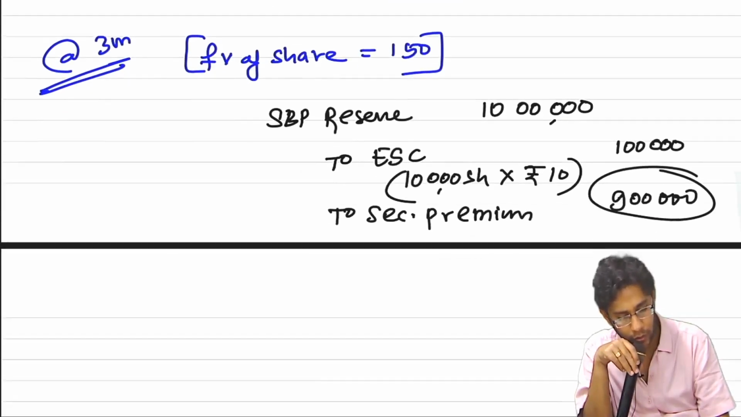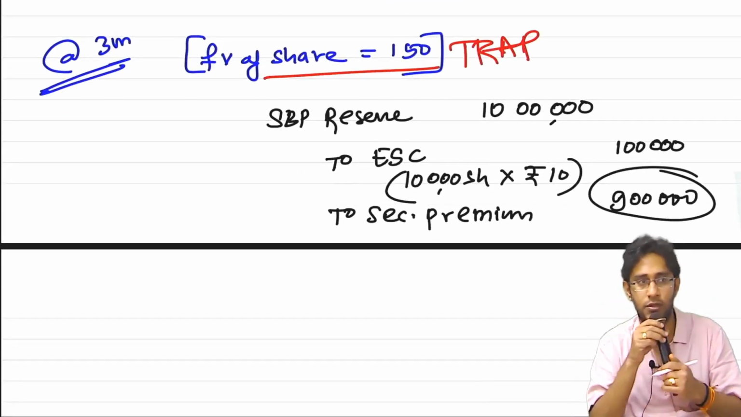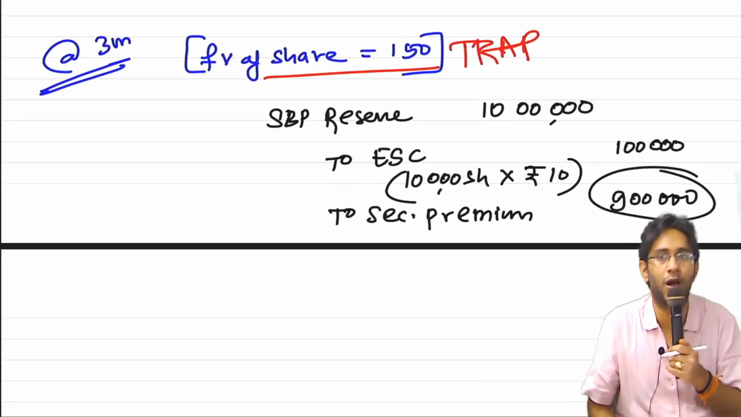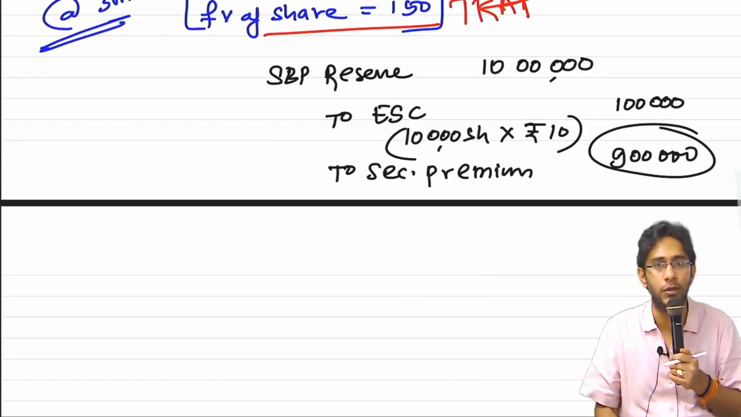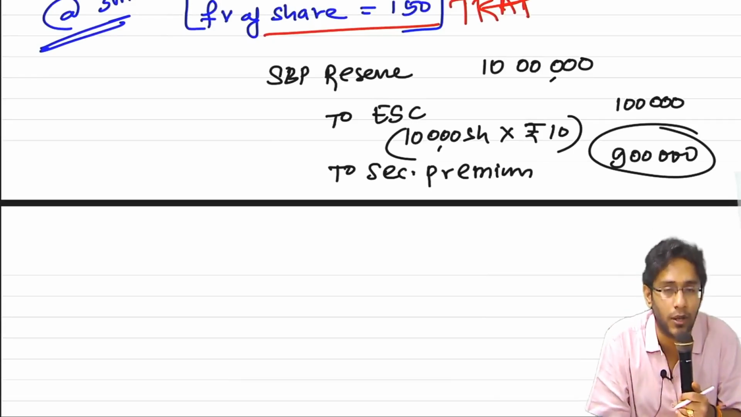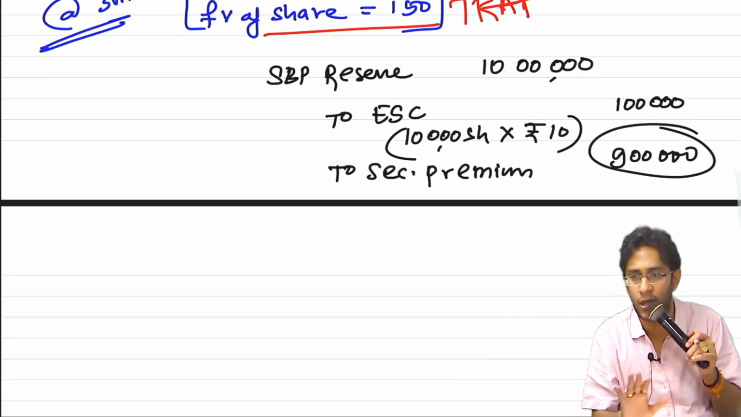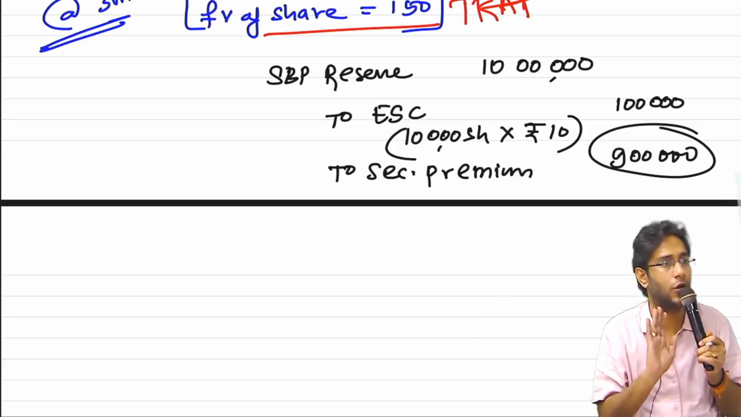What you should not do is the trap, sir. Don't touch this. Why, sir? Because SBP reserve is an equity instrument, equity accounted, own equity. And what did we learn in Ind AS 109? Own equity items subsequently should not be remeasured.